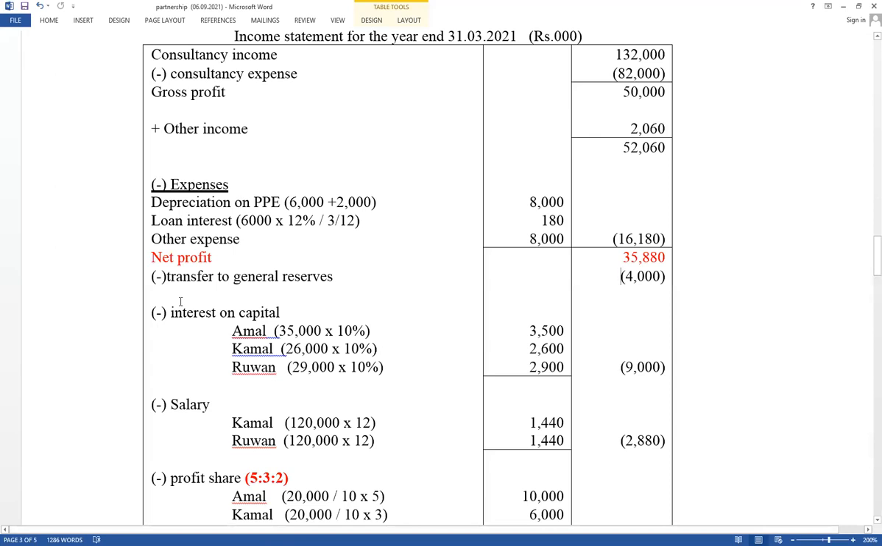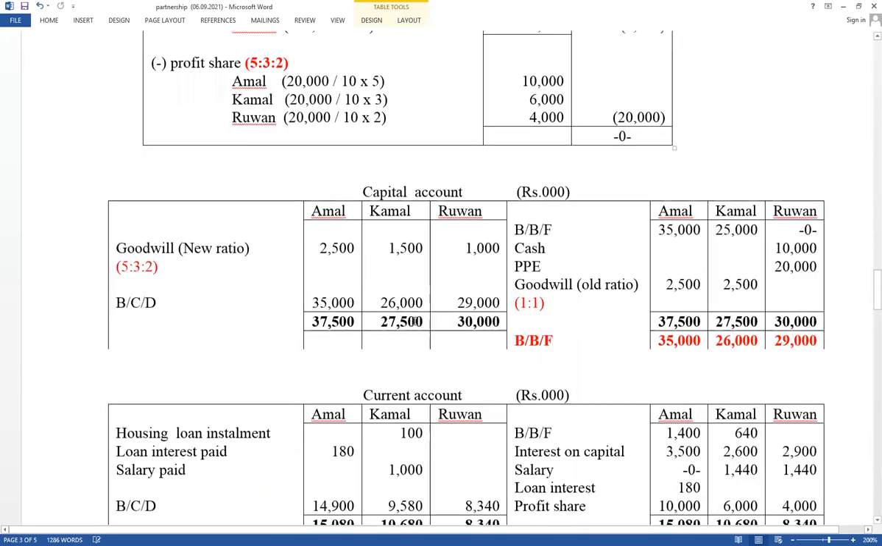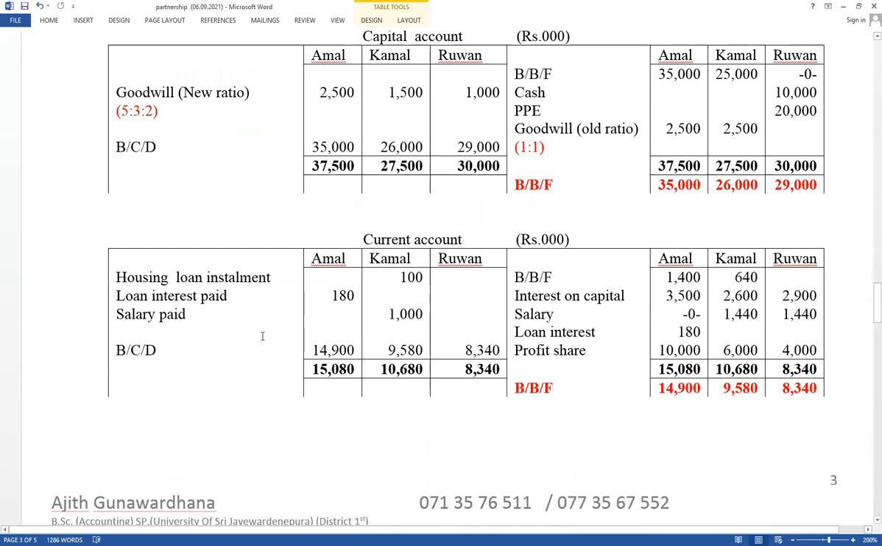Interest on drawings can be given in term tests, but it will not come in the exam for sure, because it is not relevant under the new syllabus. But if it has been given in the term test, interest on drawings should be added under net profit, and it should be recorded on the debit side of the partners' current accounts. Drawings should be recorded separately, and interest on drawings also should be recorded on the debit side of the current accounts.